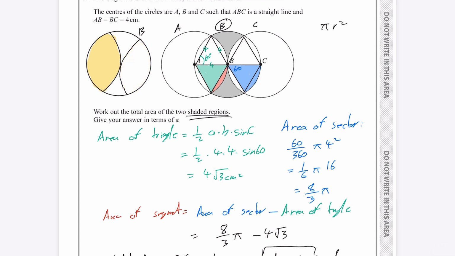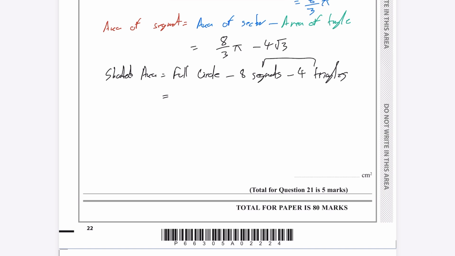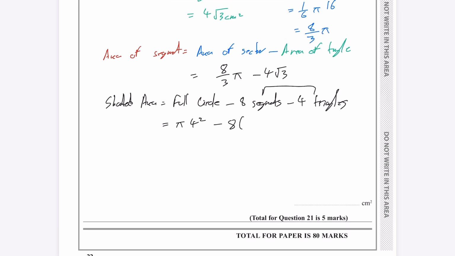So that area there, let me just undo that. That area there and that area there, and we're going to take that away from the whole circle to leave us with just this and this, which is what the question is asking for. So with the full circle, it's going to be pi r squared. So we know in this case it's going to be pi 4 squared. We know the 8 segments is going to be 8 times the segment, and that's right here. That's one segment, so it's going to be 8 lots of these.